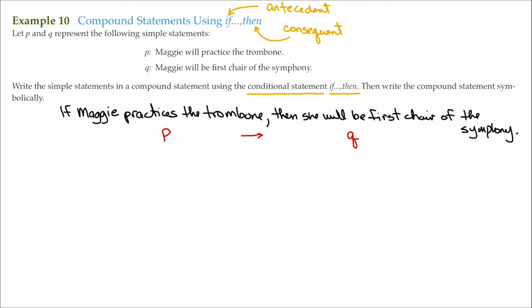Now keep in mind that we are speaking in English, we are speaking in simple terms, so there are other ways that we can write a conditional statement. This is the most basic and straightforward and understandable way. But one other way that this could be written is it could say, if Maggie practices the trombone, and we could take the then out of there. You don't necessarily have to have a then in there. It can be implied. So it could be read as, if Maggie practices the trombone, she will be first chair of the symphony. So it could also be stated that way. But it's to understand that there's an antecedent, the first clause, and a consequent, the second clause.